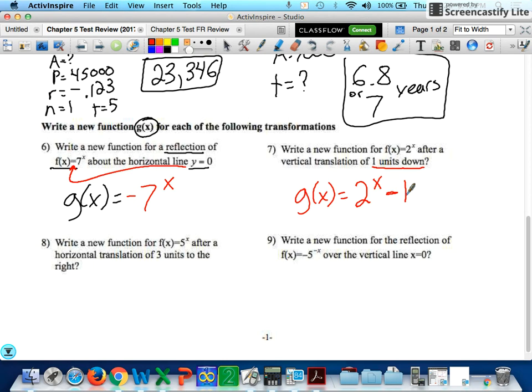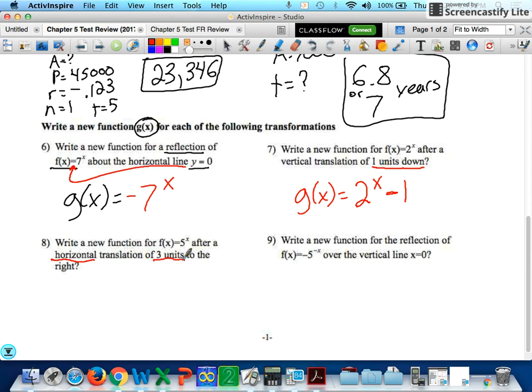To do vertical translations, we just work with the numbers in the very back. To do left and right movement, we work up here in the parentheses in the exponent. And to do reflections, we end up putting negative signs or positive signs, depending on if they're negative already. We flip signs out front or up top, depending on what kind of reflection we want. Okay? Number 8 is one of those horizontal translations.